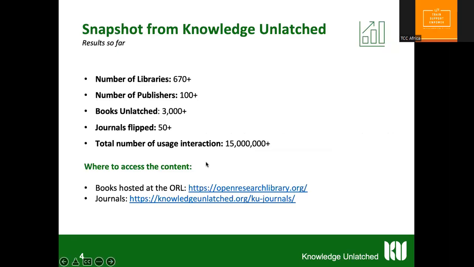Every time we talk about open access, there's a lot of philosophy and goodwill behind it, but we'd like to show you some practical results of what we are doing here. The number of libraries that have already supported us, in at least one collection, is almost 700 now. The number of publishers that participated with us is more than 100. And the books unlatched, meaning the books that were made open access with libraries around the world helping us co-finance the publication of this content, are now more than 3,000.